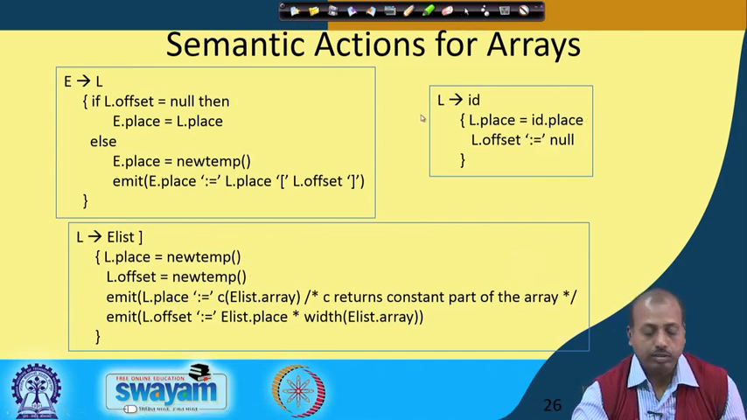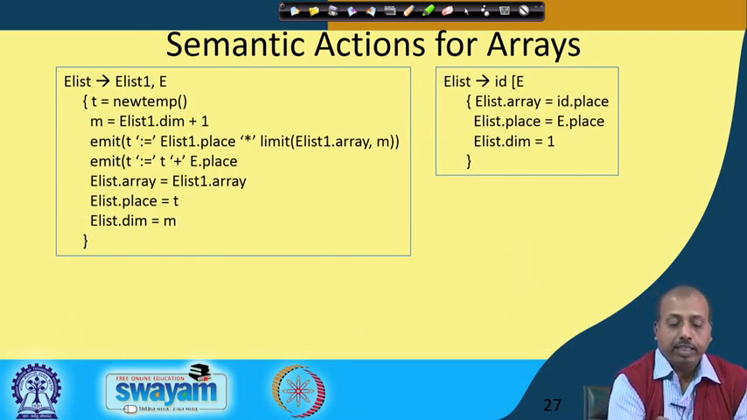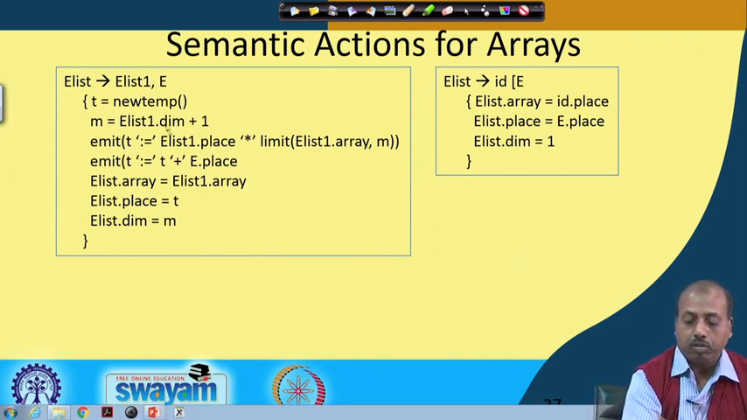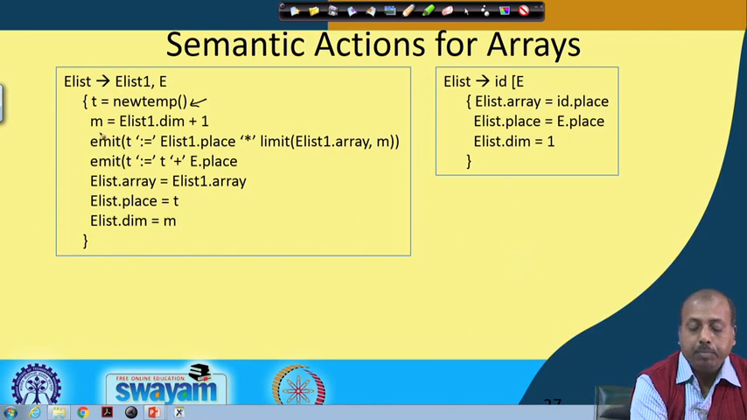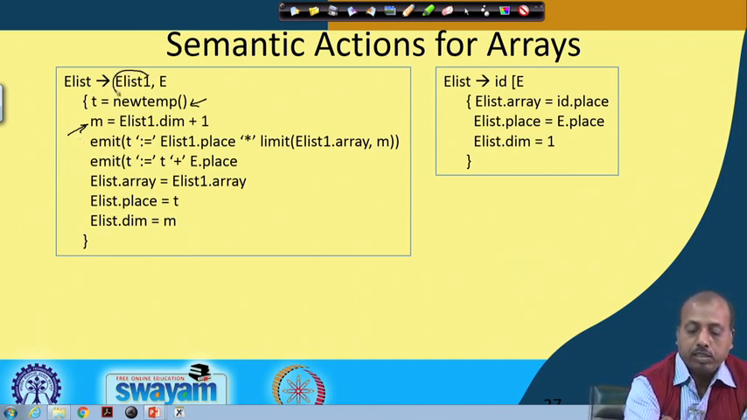Now, for a multi-dimensional array, I will have to do it like this: E list producing E list 1 comma E. Then t equal to new temp, which gives me a new temporary variable, and m holds the new dimension that I have got. E list 1 dot dimension was the dimension that we were considering previously.